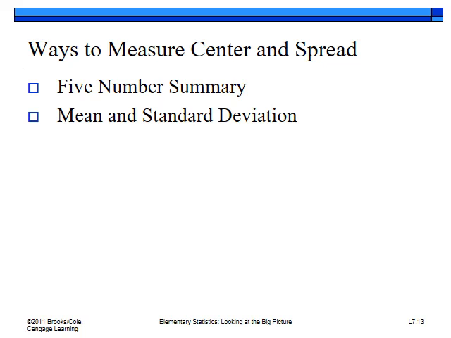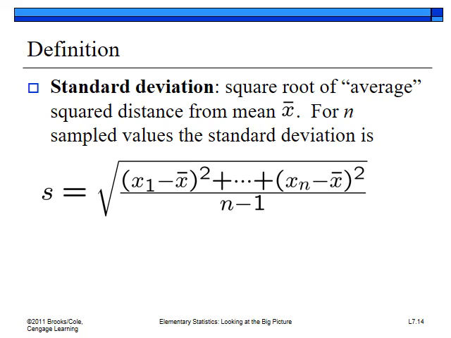Now that we've covered the mean, let's talk about the standard deviation. The standard deviation is, at its heart, something like the average of how far each data point is from the mean. To compute it, you subtract the mean from every value in your data set, square each of those results, add them up, divide by n minus 1, and then take the square root of that result.